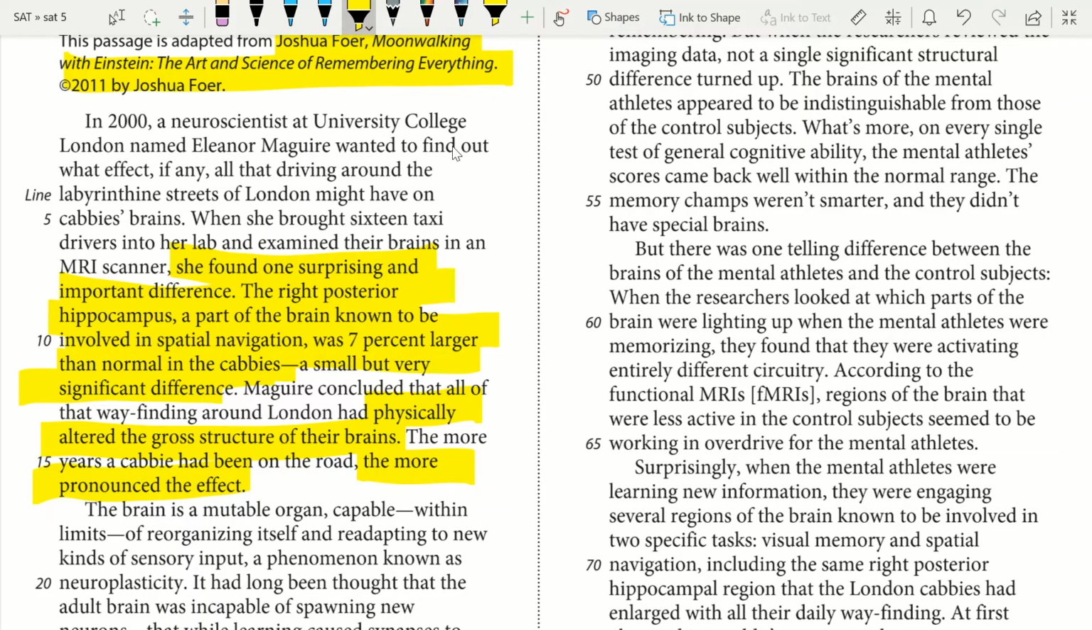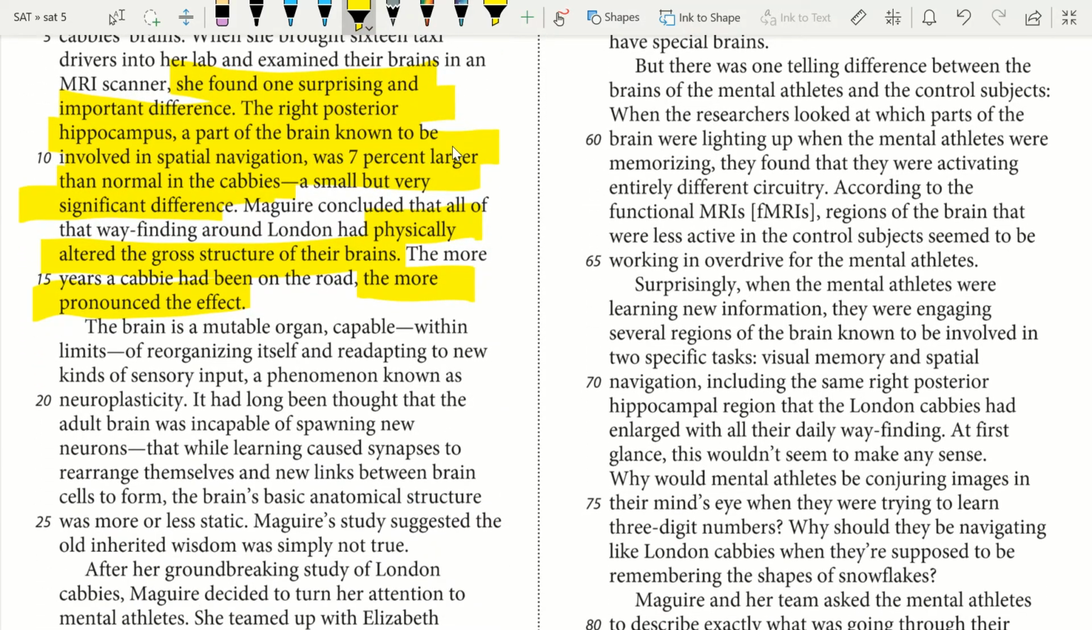The brain is a mutable organ capable, within limits, of reorganizing itself and readapting to new kinds of sensory input, a phenomenon known as neuroplasticity. It had long been thought that the adult brain was incapable of spawning new neurons, that while learning causes synapses to rearrange themselves and new links between brain cells to form, the brain's basic anatomical structure was more or less static. Maguire's study suggested the old inherent wisdom was simply not true.